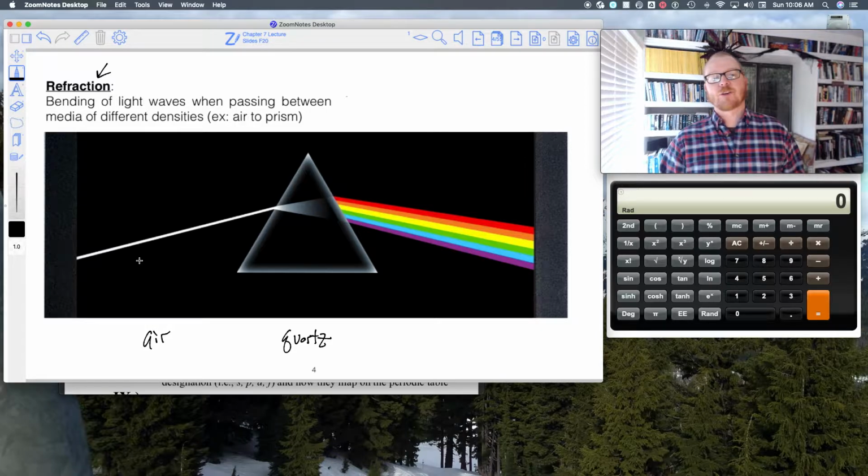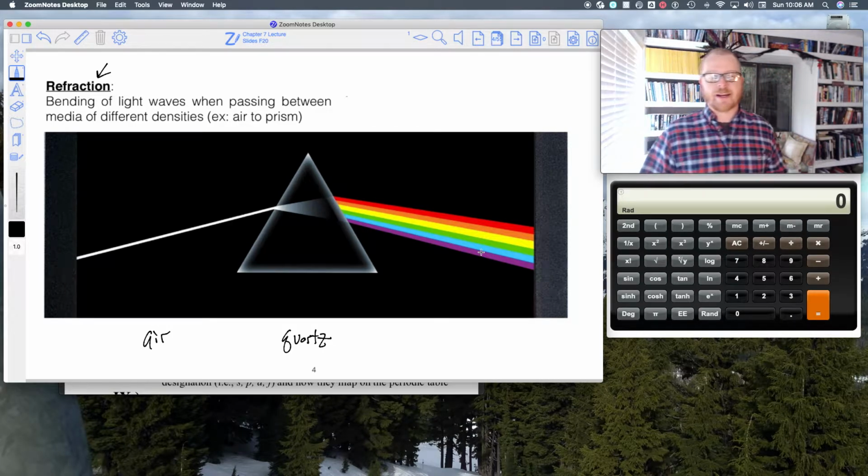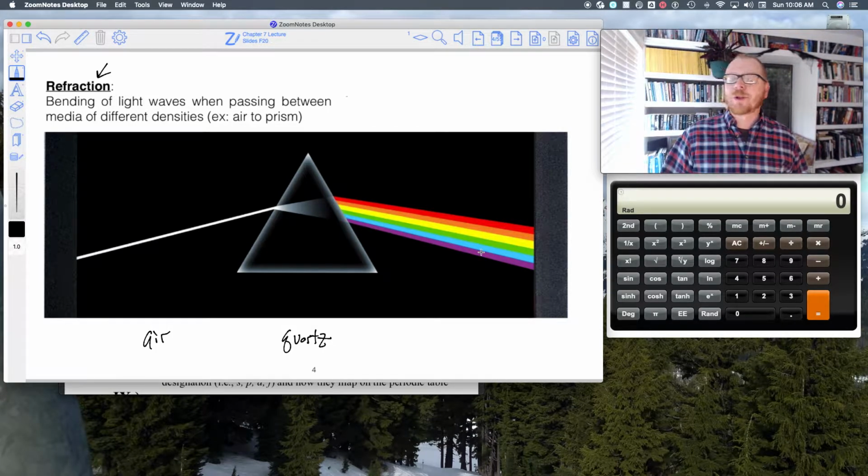Okay? And so this allows you to see that white light is actually composed of ROY G. BIV, the electromagnetic spectrum, okay? Or at least the visible portion of the electromagnetic spectrum.